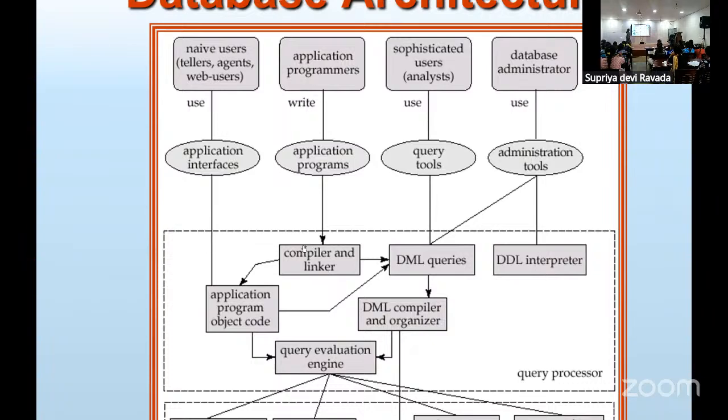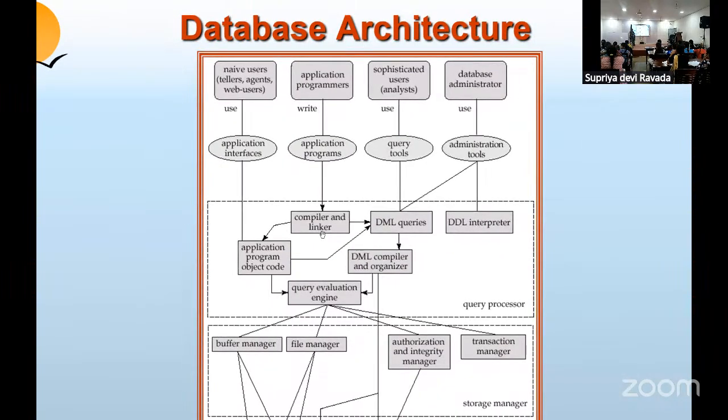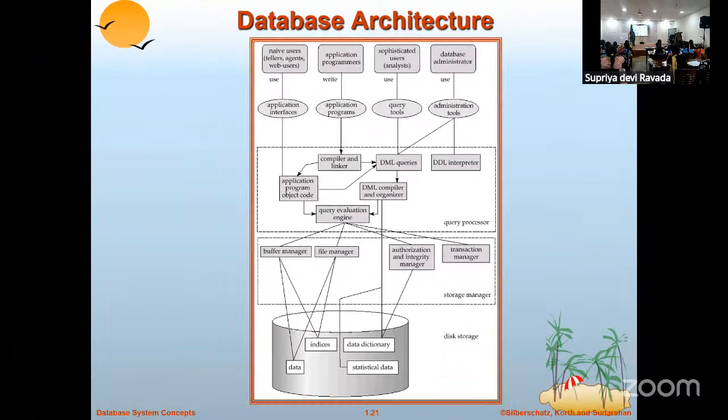So this is about database architecture. Database architecture is divided into 4 parts: disk storage, storage manager, query processor, users. Is it clear? Yes or no? Draw this one. Will you draw it, or should I send the PPTs and you'll look at them?